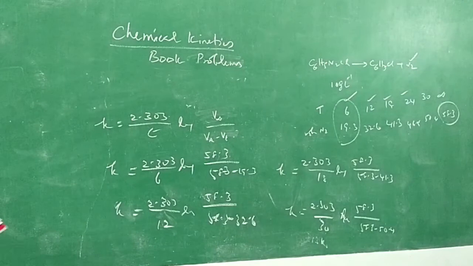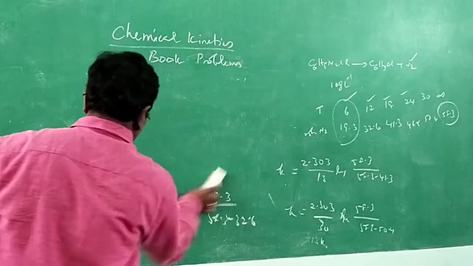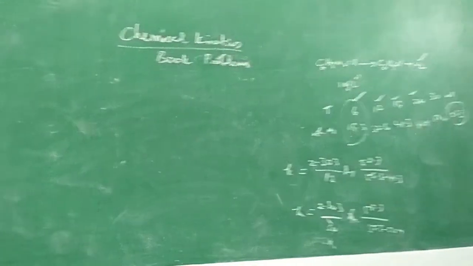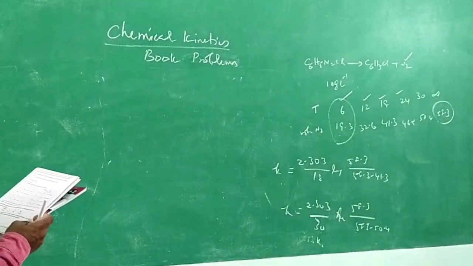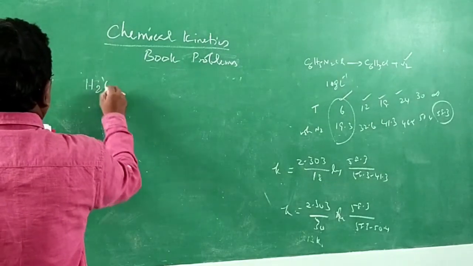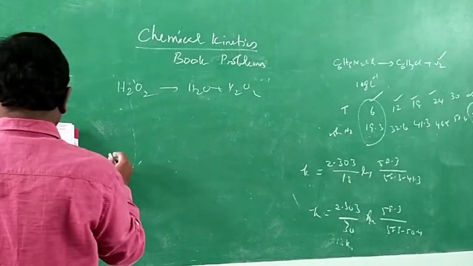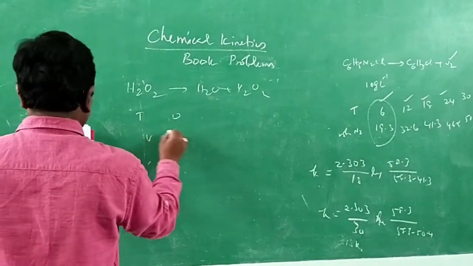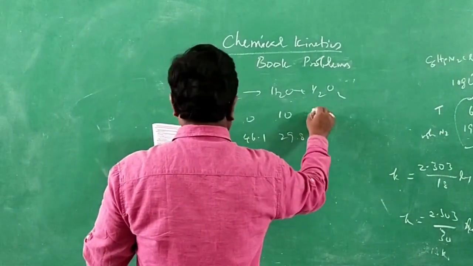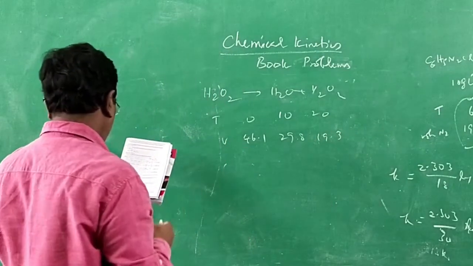All right. Now, from the following data, next question number 29. Show that the decomposition of hydrogen peroxide is a reaction of first order. Decomposition of hydrogen peroxide to become water and oxygen. It is a first order reaction. At time 0, V is 46.1; at time 10, it is 29.8; at time 20, it is 19.3, where t is time in minutes, V is the volume of standard KMnO4.